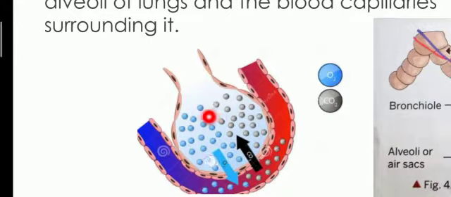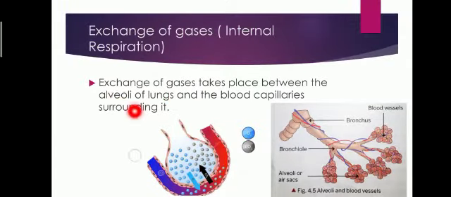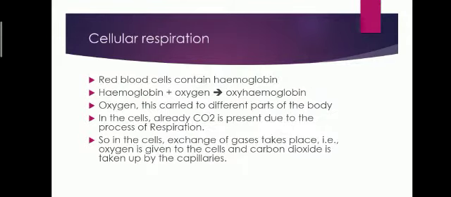Always remember that the molecules of the gases move from a higher concentrated area to a lower concentrated area. So likewise, the alveoli collect the carbon dioxide and throw it out through the nose. And as the alveoli contain oxygen, that oxygen is given back to the blood vessels. So this is how the exchange takes place between the alveoli of the lungs and the blood capillaries surrounding them.